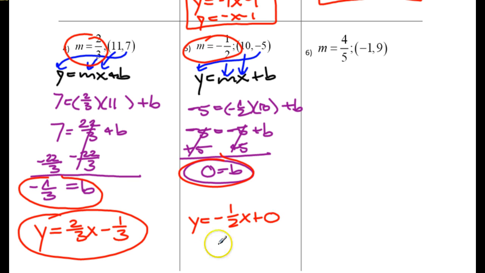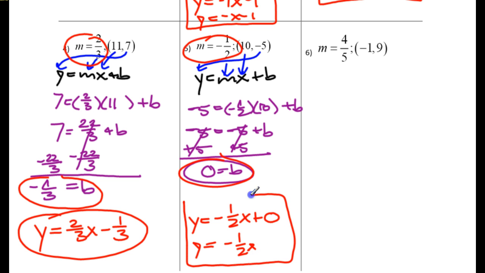Now if you write it that way, that's fine. Just know when they do it, they're going to write it like this. Because plus 0 doesn't do anything. That's the identity property. Okay, so remember, anytime you see slope-intercept form with nothing at the end, that means the y-intercept is 0. Okay?